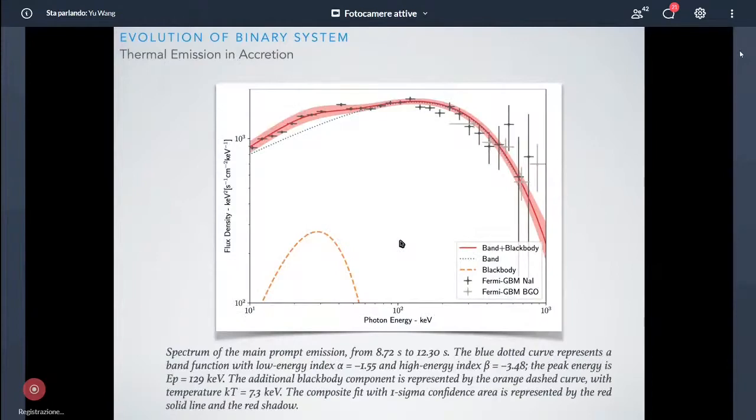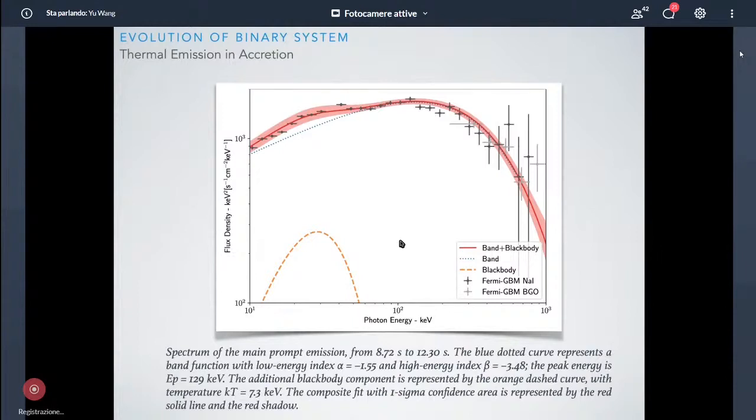Now let's look into the spectra of the second spike, the major one. The blue dotted curve represents a Band function with a low energy index alpha of -1.55 and a high energy index beta less than -3. The peak energy is 130 keV. And we found an additional blackbody represented by the orange dashed curve. The temperature is 7.3 keV.